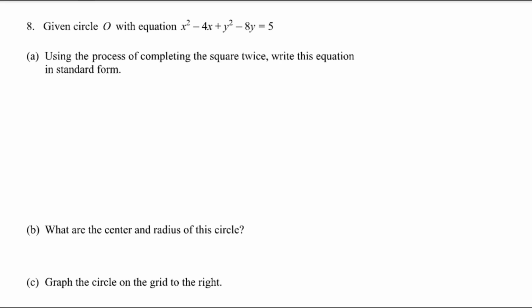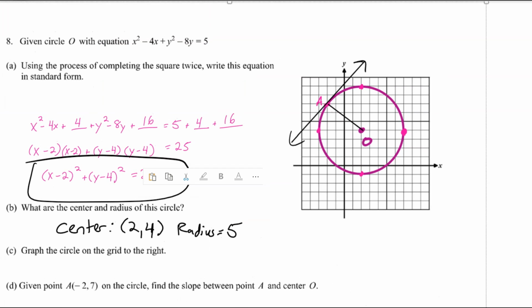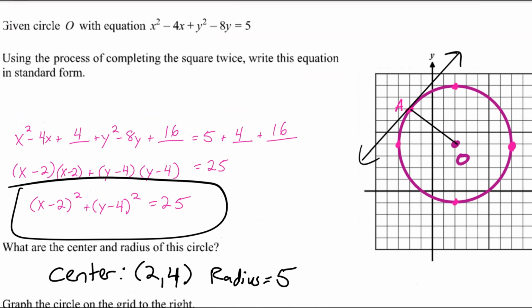Number 8. Given circle O with that equation, use the process of completing the square twice, that's what we just did, and write this equation in standard form. And what are the center and the radius of the circle? So this is a process that we just did. So I'm going to walk you through. I already have the solution written out. I want to talk about what this would look like.